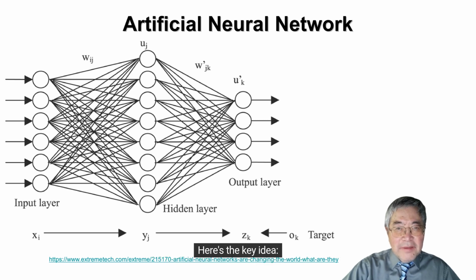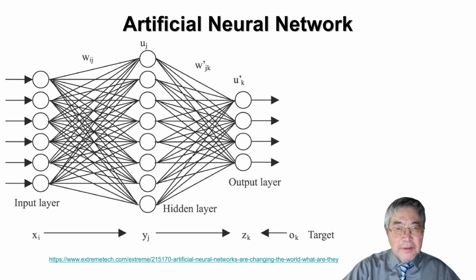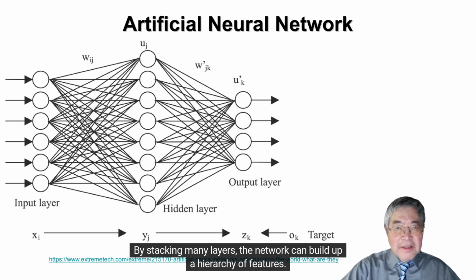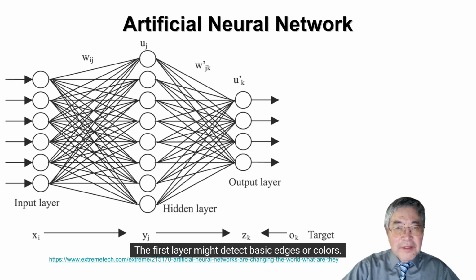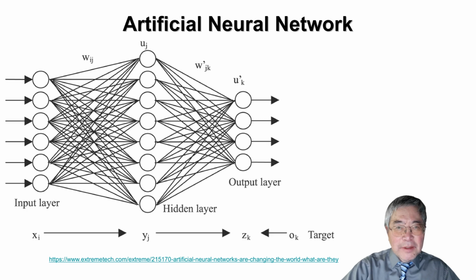Here's the key idea. A single neuron can only separate very simple patterns. By stacking many layers, the network can build up a hierarchy of features. The first layer might detect basic edges or colors. The next layer might detect shapes like wheels or ears. Higher layers combine these into entire objects, like a car or a cat.